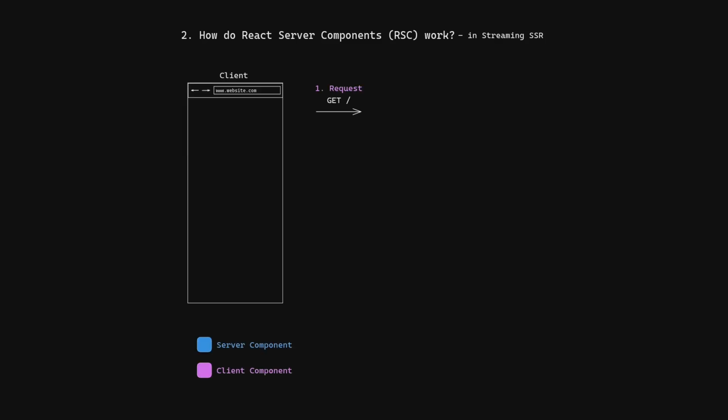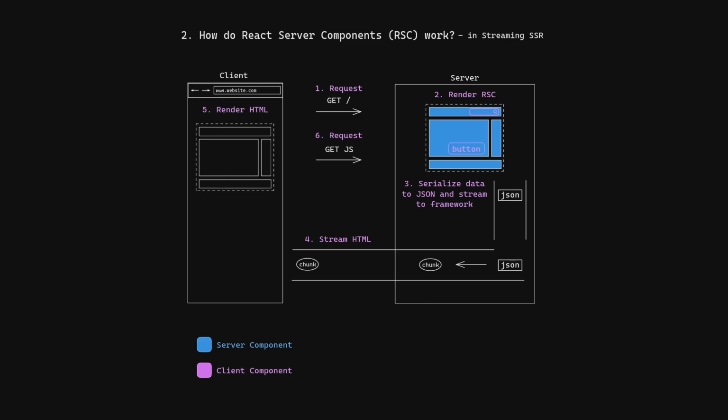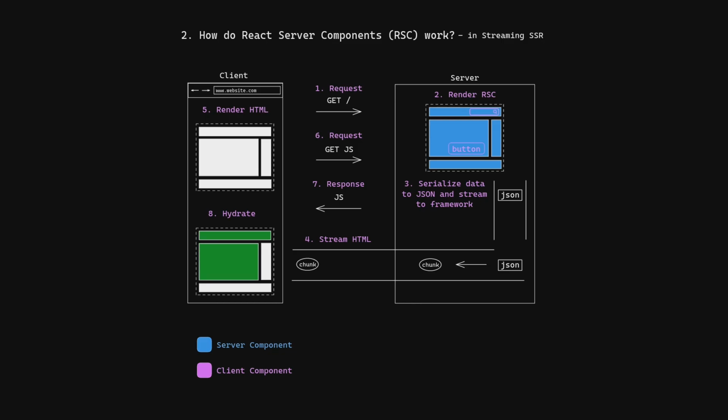First, the client sends a GET request to the server. On the server, React begins to render React Server components to JSON and stream them to the framework. The framework turns the JSON chunks into HTML and streams them to the client, which renders the initial HTML page, sends a request for JavaScript, and renders the incoming HTML chunks. When the JavaScript arrives, the client boots up the app so as to hydrate it. Note that the React layer is separate from the framework layer.